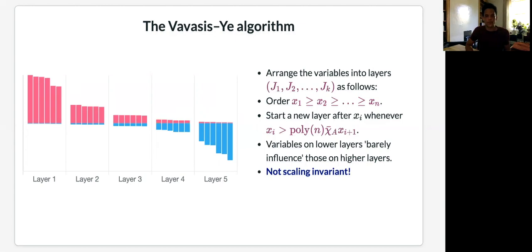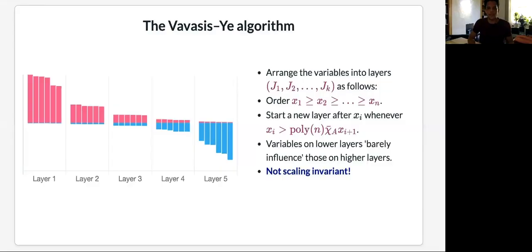An important thing to note already is that this procedure is not going to be scaling invariant. If I rescale the variables in layer 5 such that they are the biggest, then of course I would get a completely different layering. So here the question is, how can you make this scaling invariant?